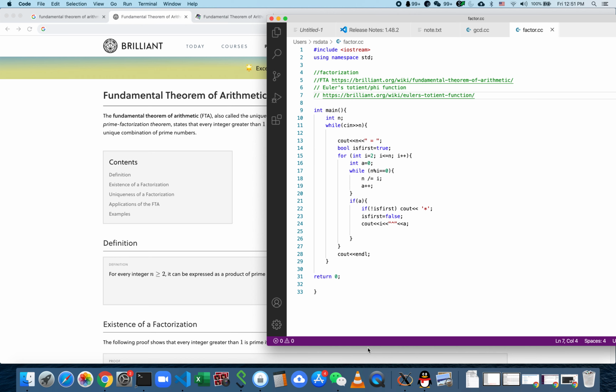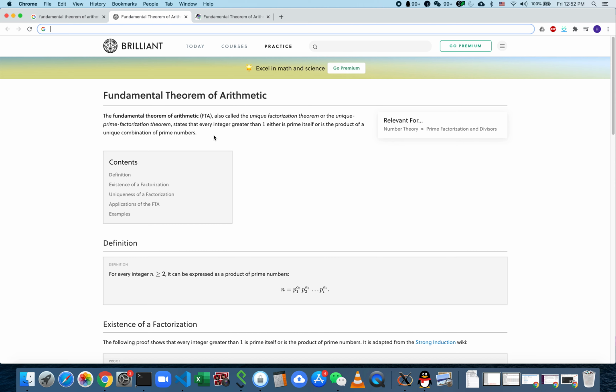Factorization of a given number. So this is code to do that. It has to do with the fundamental theorem of arithmetic, which is described here. FTA basically says that for any integer greater than or equal to 2, it's either a prime itself or is a product of a unique combination of prime numbers.